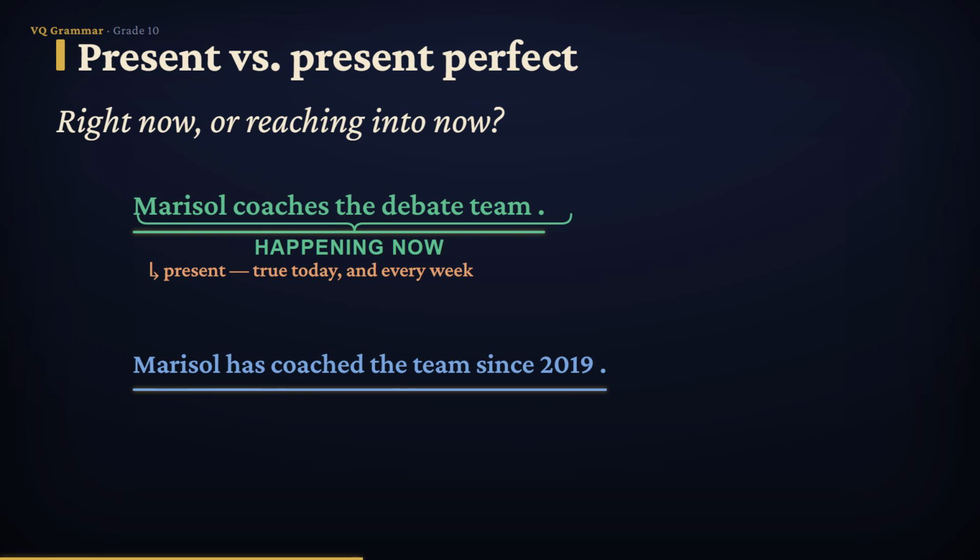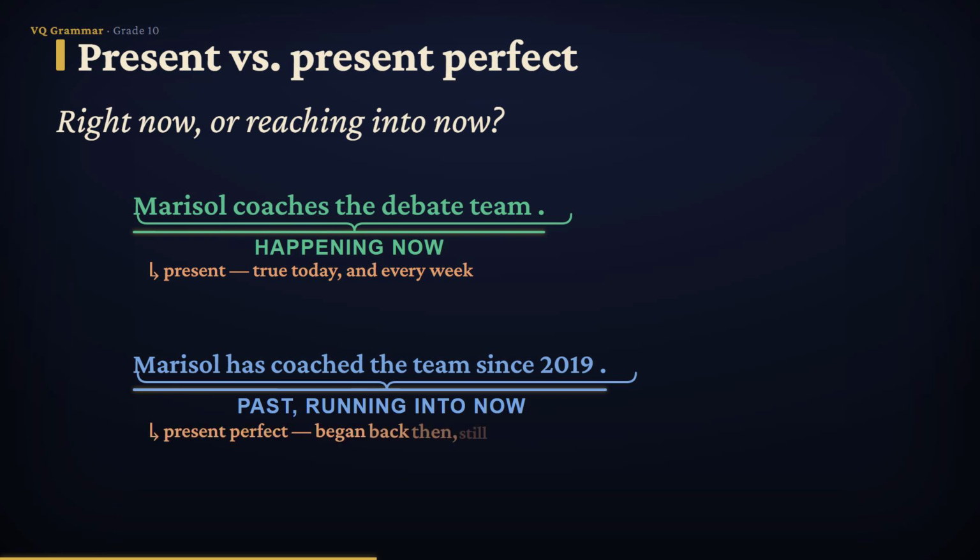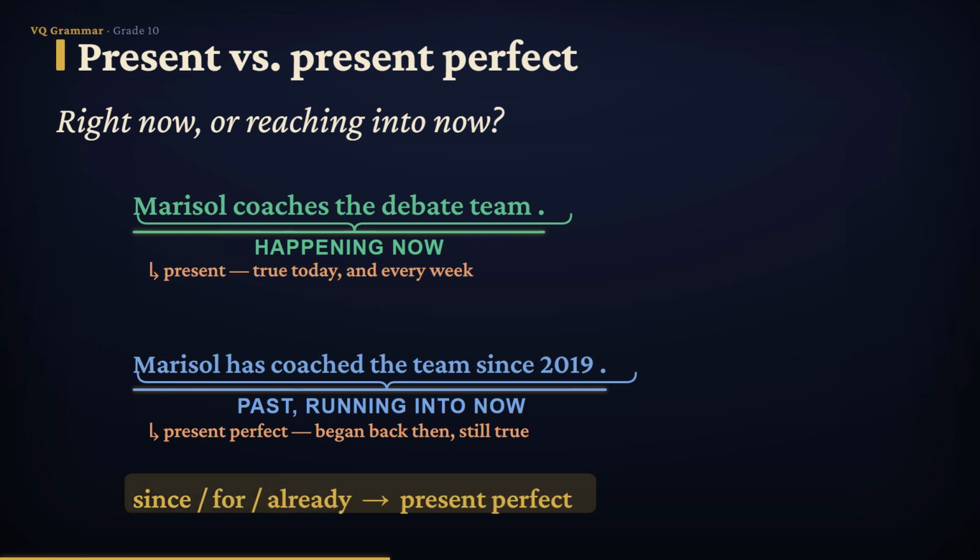Has coached is the present perfect, and it does something the simple present cannot. It reaches back to a starting point and pulls the action forward to right now. Notice the word that gave it away, since. Whenever you see since, or for, or already, your hands should reach for the present perfect.